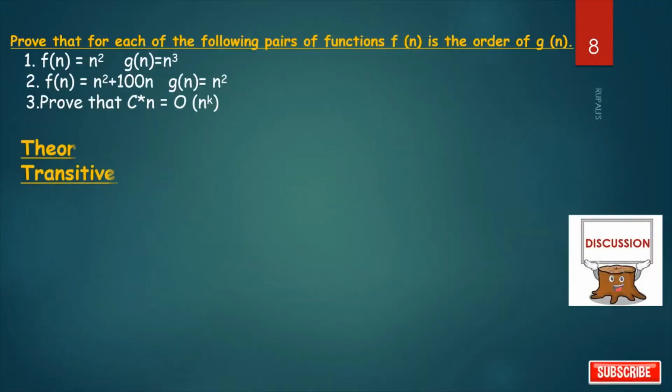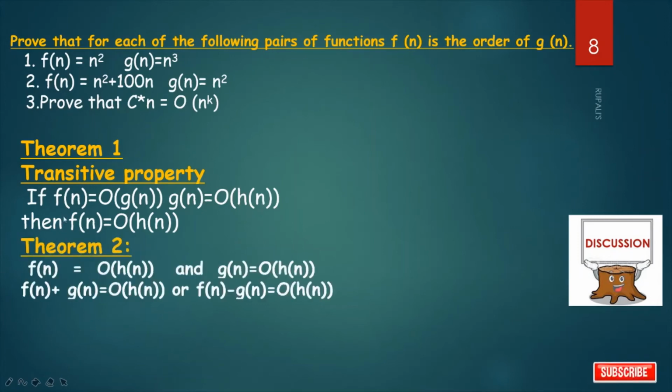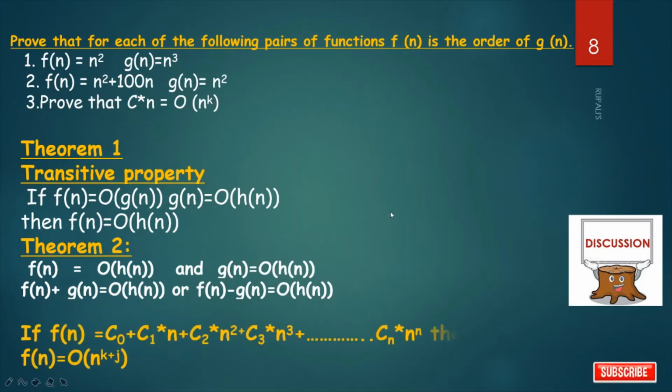Now some theorems. First, the transitive property. If f(n) is on the order of g(n) and g(n) is on the order of h(n), then f(n) is on the order of h(n). Theorem number 2. If f(n) is on the order of h(n) and also g(n) is on the order of h(n), then f(n) plus g(n) is on the order of h(n), and f(n) minus g(n) is on the order of h(n).